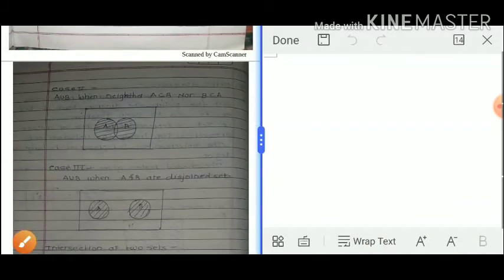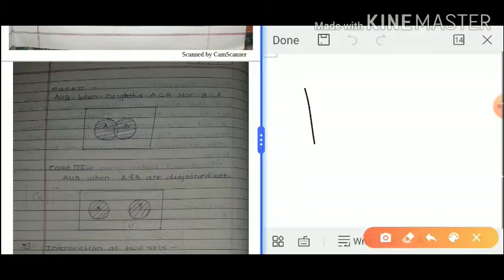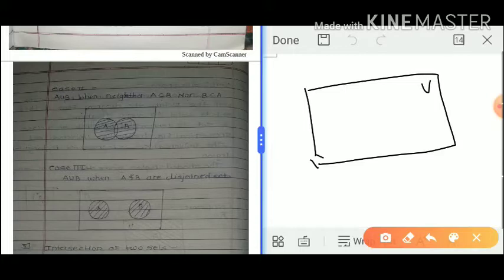Next, the second case, A union B when neither A is a subset of B nor B a subset of A. So here are two sets, and this is the universal set. Here, the condition is A union B when neither A is a subset of B nor B is a subset of A. Draw a diagram like this, but not a disjoint set.